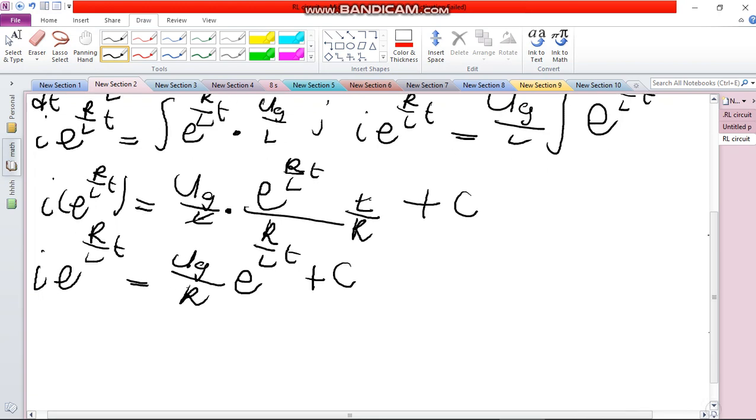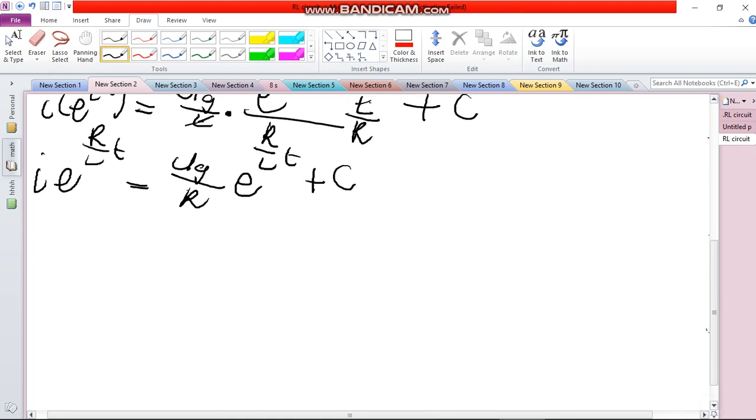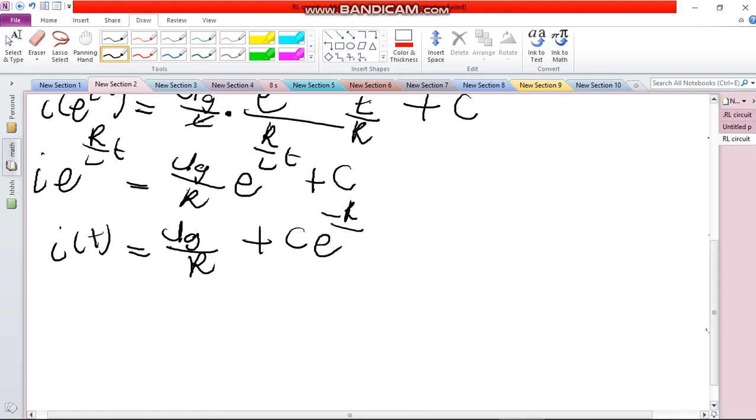But don't forget, our goal is to calculate the current, which is I. So from this step I can divide by e to power R over L t. If I divide by this e, on the left hand side is just I of t, which is equals to, here this e and this e will cancel each other, so Ug over R will remain plus C e to power negative R over L t, since we'll bring it to the numerator, you know the laws of exponent.